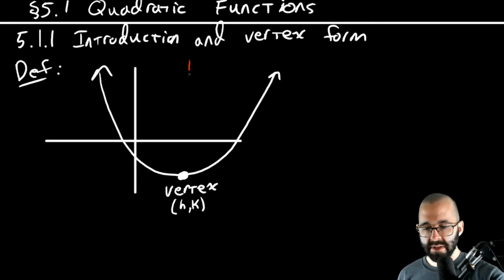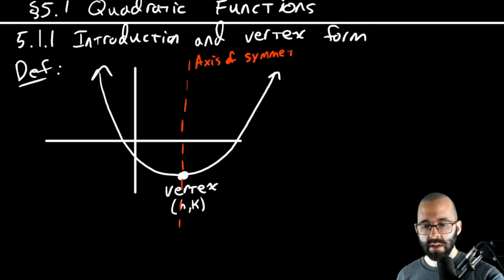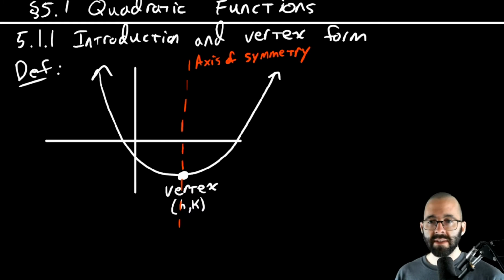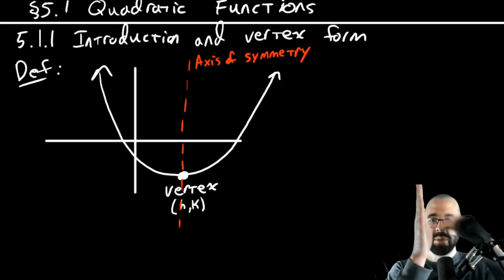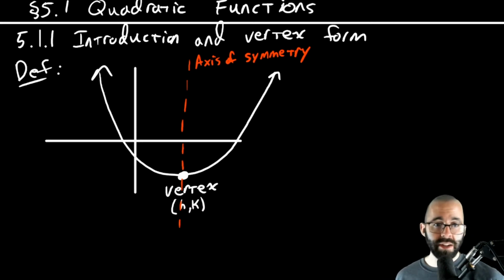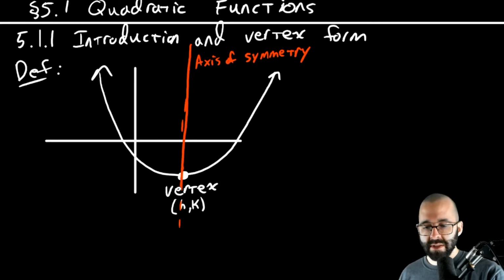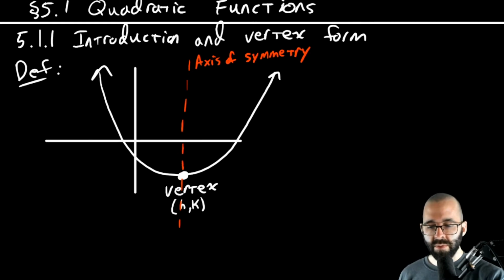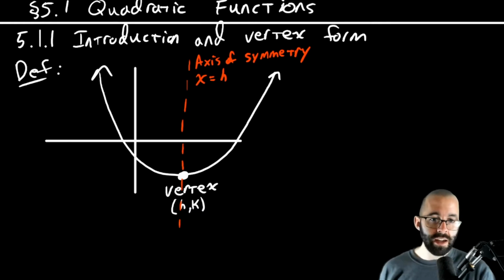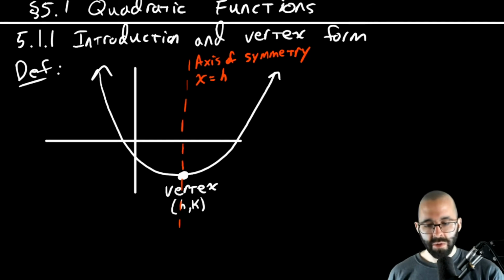Contrast that to the axis of symmetry. The axis of symmetry is a vertical line, and it is what it sounds like. It's the line that the parabola is symmetric about. Notice that this parabola is not an even function. It's not symmetric about this line, but it is symmetric about something. That's the axis of symmetry. And it's always going to be of the form x equals h. A vertical line is always x equals a number. What is that x value? That x value is h.